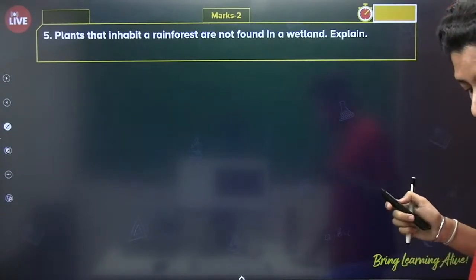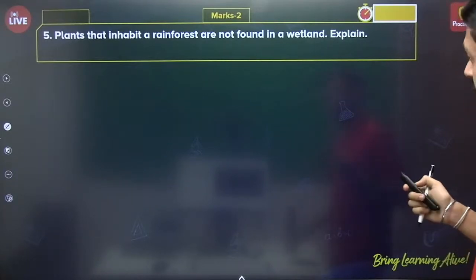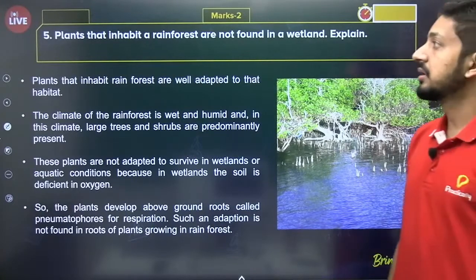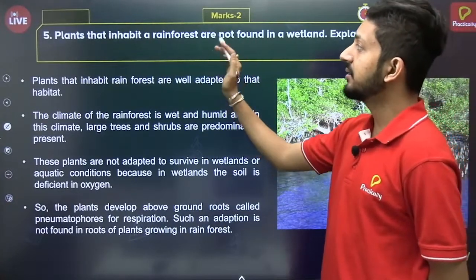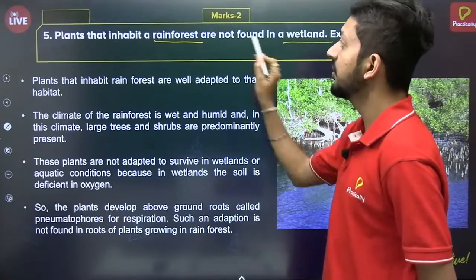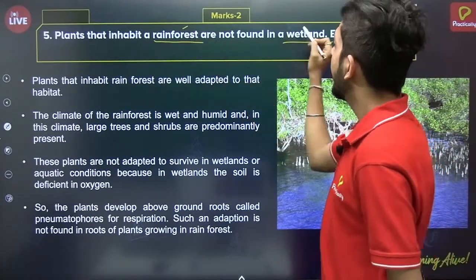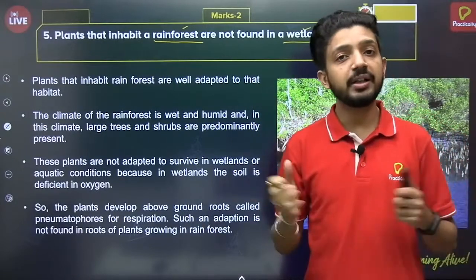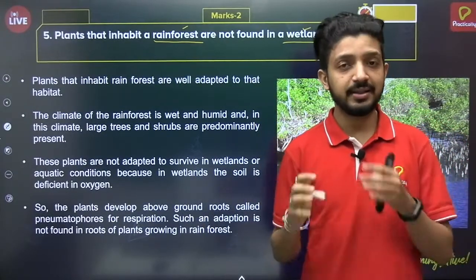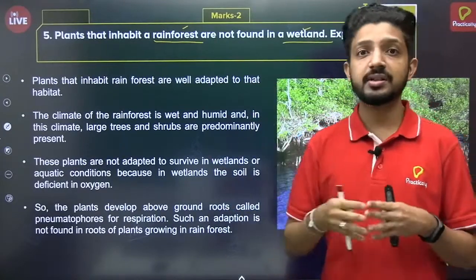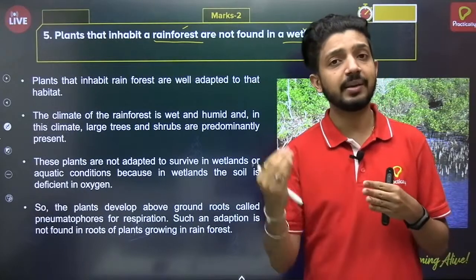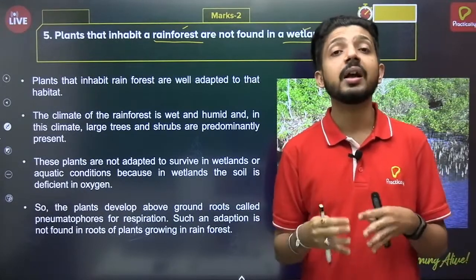Yeah, so let's see the answer for this question. So the basic thing is, why are rainforest plants not found in wetland? We need to understand that both rainforest and wetland are two different ecosystems, so they have different factors in them. For example, rainforest has a very high amount of rainfall. So basically the climatic condition, the ecosystem in all is different.